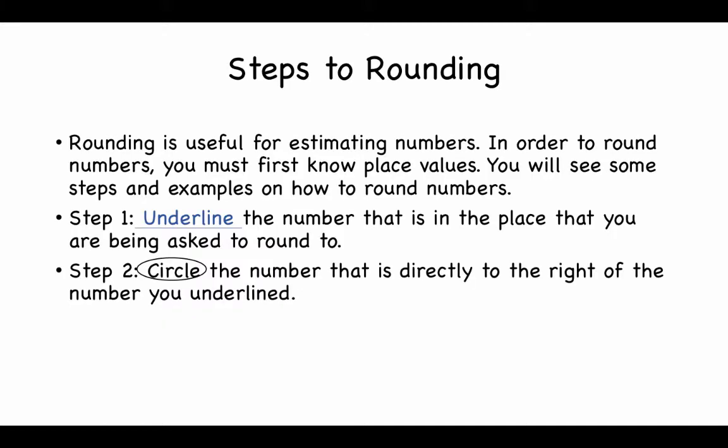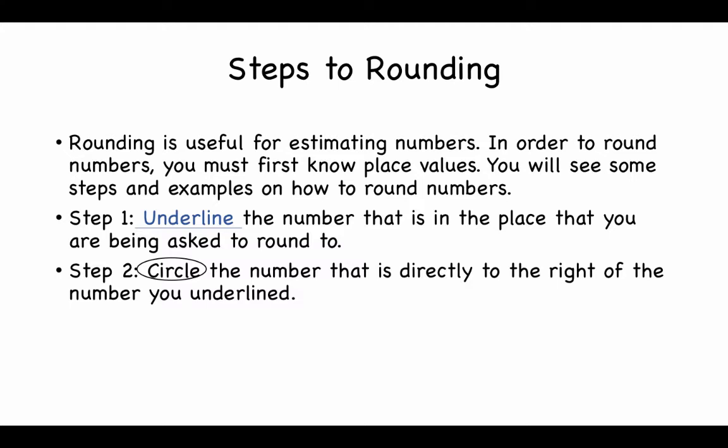And here are some steps to rounding that I think are going to be useful. I'm going to have you write step 1 and step 2. So after I read them, go ahead and pause and write step 1 and step 2. And go ahead and underline the word underline and circle the word circle. That's going to be just a little cue for you when you're going back in your notes. So rounding is useful for estimating numbers. In order to round numbers, you must first know place values. You will see some steps and examples on how to round numbers.